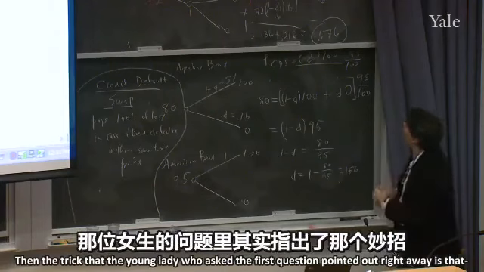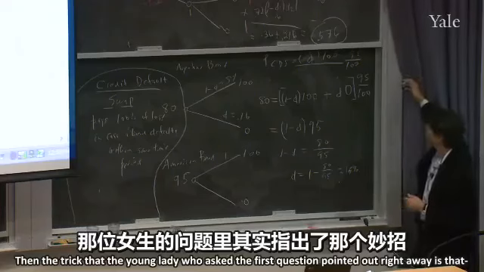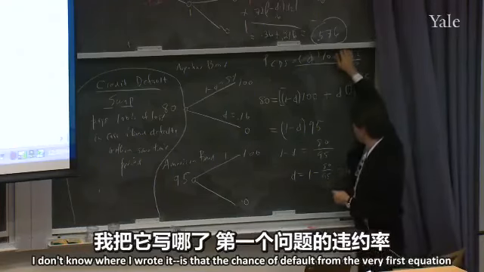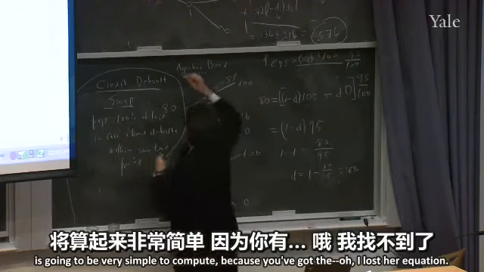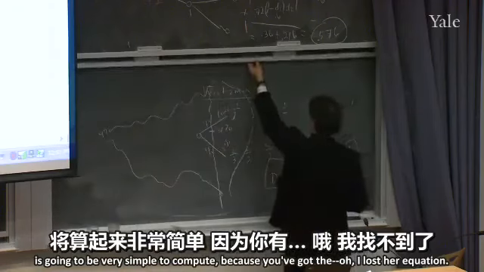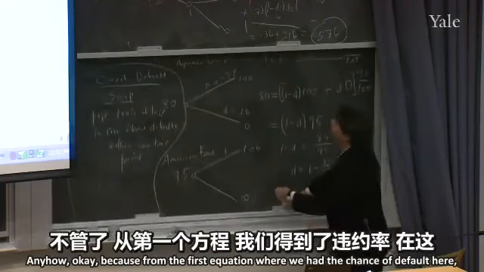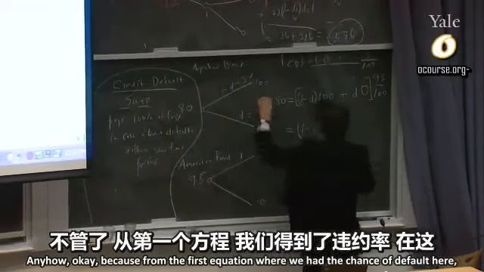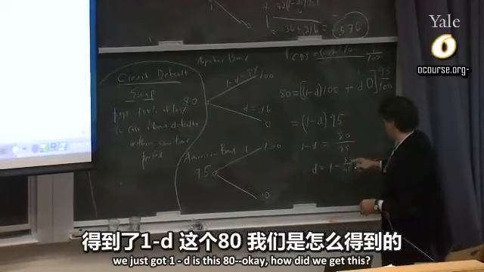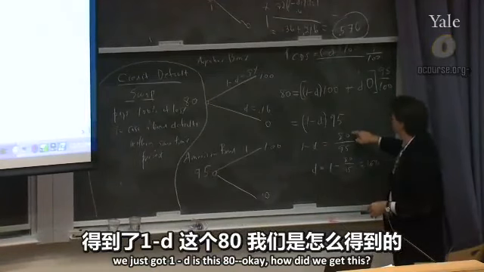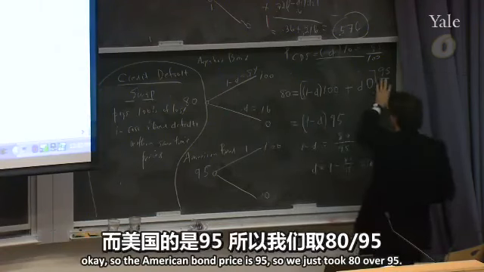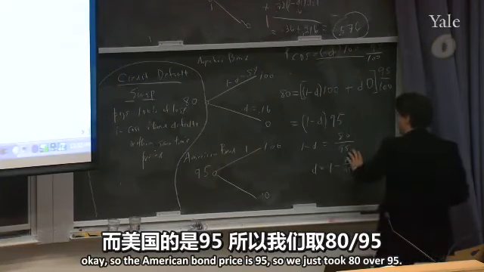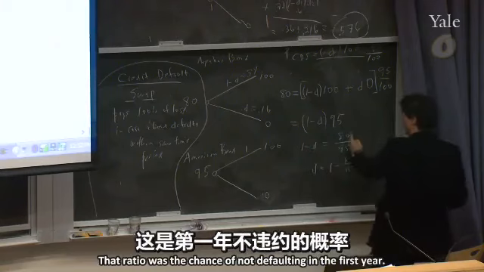Then the trick that that young lady who asked the first question pointed out right away is that the chance of default, from the very first equation, is going to be very simple to compute. Oh, I lost her equation. Anyhow, from the first equation where we had the chance of default here, we just got 1 minus d is this 80. Okay, how did we get this? We had the price of the Argentine bond is 80 compared to the American bond price of 95. So we just took 80 over 95. That ratio was the chance of not defaulting in the first year.